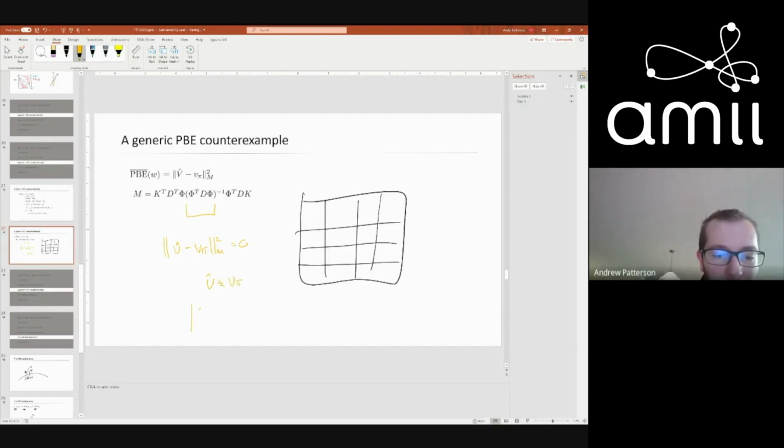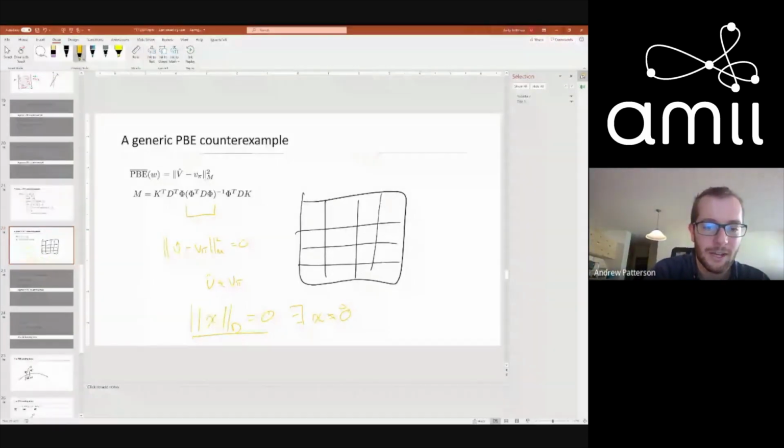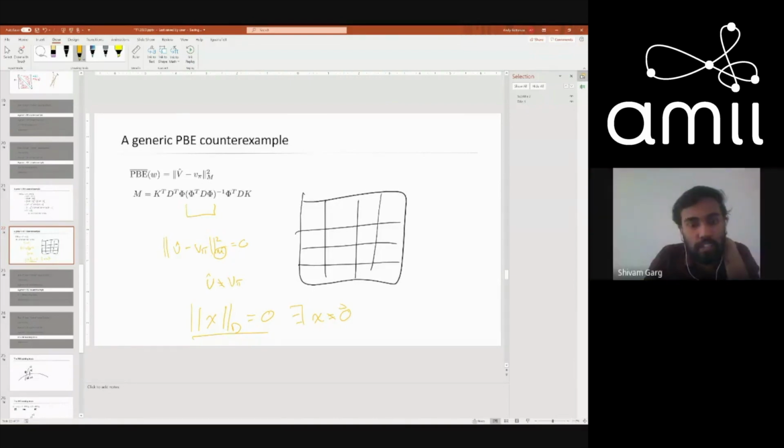In general, a semi-norm means that I have some vector x. If there exists some x not equal to 0 where this thing is 0, then it is a semi-norm. And you get a semi-norm every single time this thing is positive semi-definite or is not full rank. I see.